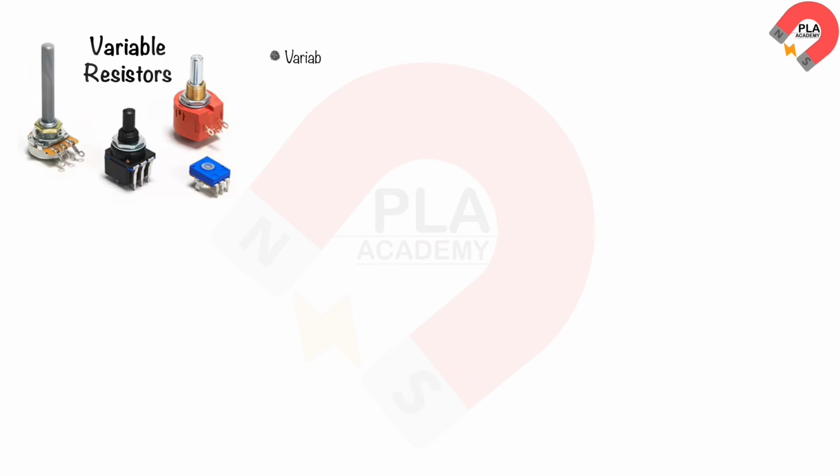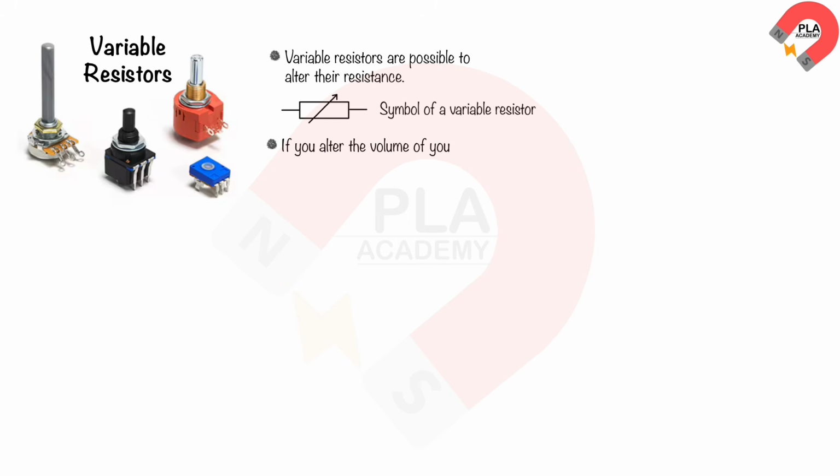The variable resistors, as it is possible to alter their resistance. This is the variable resistors and their symbol. If you alter the volume of your radio using a knob, you are using a variable resistor to do this.